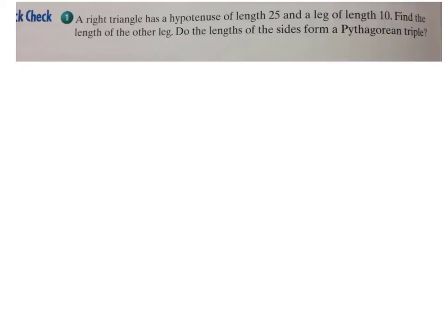Quick check number 1 asks us to find the length of a leg of a right triangle if one leg is 10 and the hypotenuse is 25. So the first thing I'm going to do is draw a picture. That helps me a lot. The hypotenuse is 25. One leg is 10. Try to find the length of the other leg. So I'm going to let that be x.